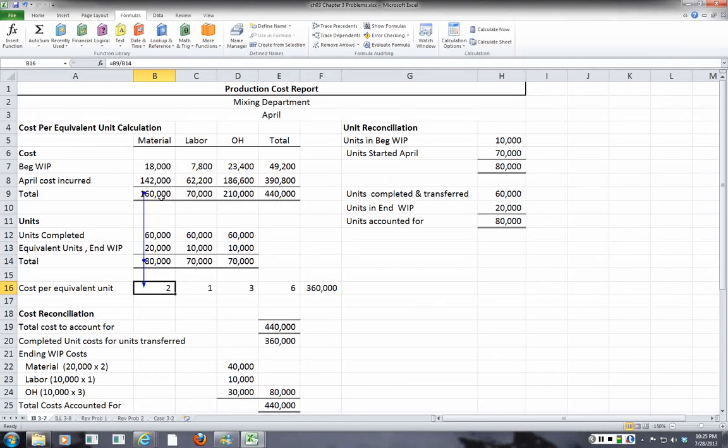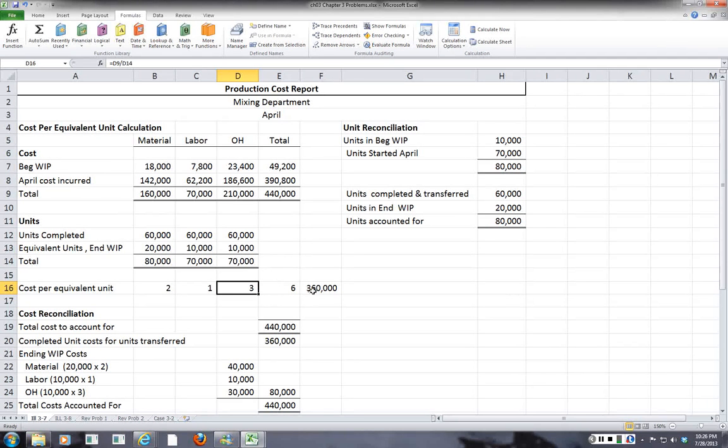So then we come up with the cost per equivalent unit. In the case of material, taking $160,000 of costs and dividing that by the total number of units, it's $2. For labor, you divide $70,000 worth of costs by the 70,000 units, and that's $1. And it's $3 for overhead, because it's $210,000 divided by 70,000 units. So you add those unit costs up and you come up with $6.